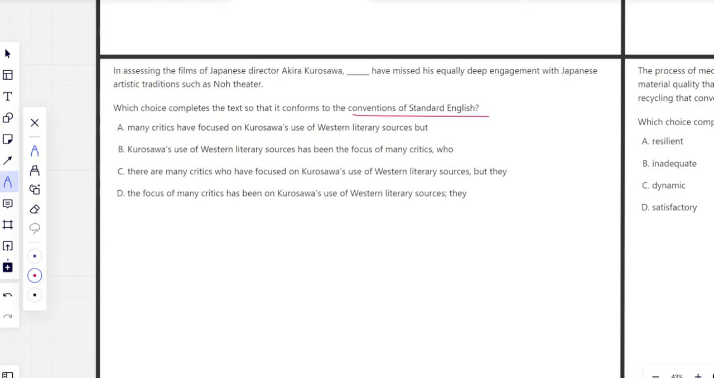Kurosawa's use of Western literary sources have been the focus of many critics. That doesn't really put the subject first, right? The many critics is actually our subject. There are many critics who have focused, but that just used too many words to introduce the critics. Let's put the critics first. The focus of many critics. This one also does not put the critics as the subject of the sentence. It puts the focus as the subject. So I'm going to say A for being the most concise and for keeping the subject at the forefront of that part of the sentence.